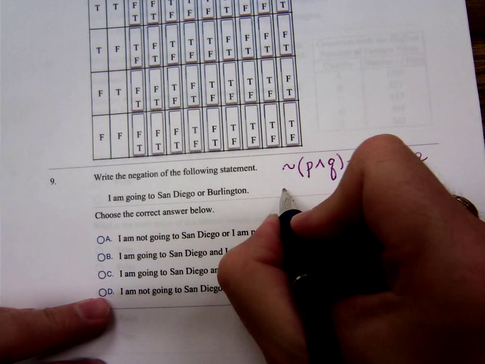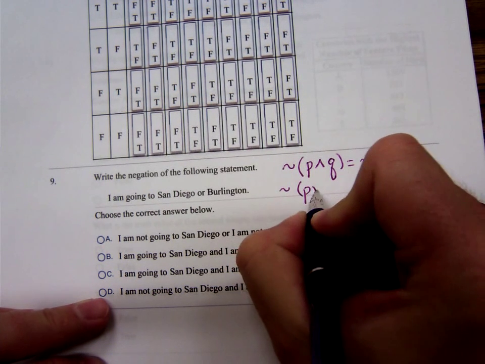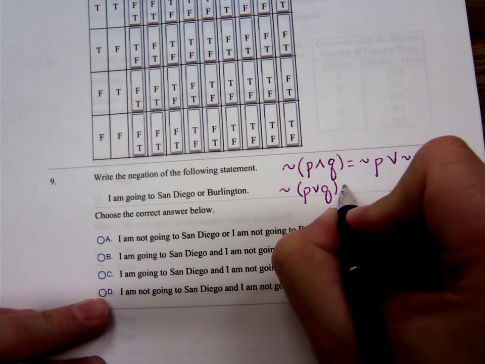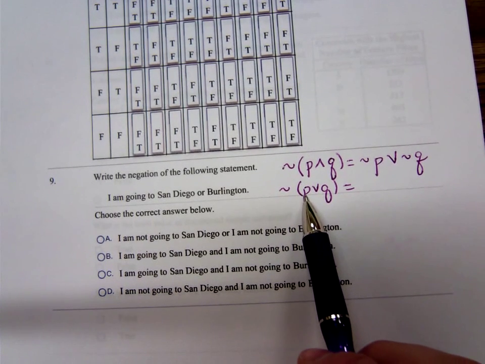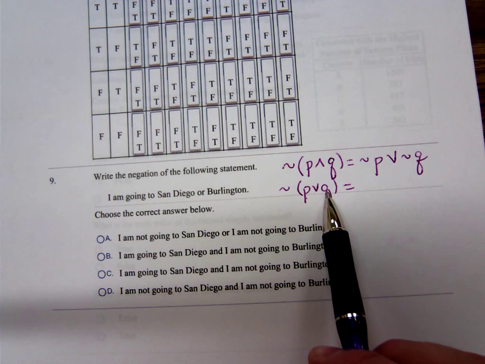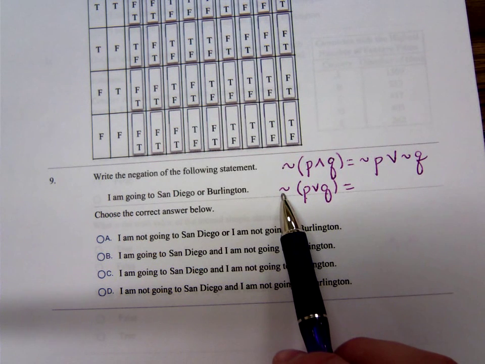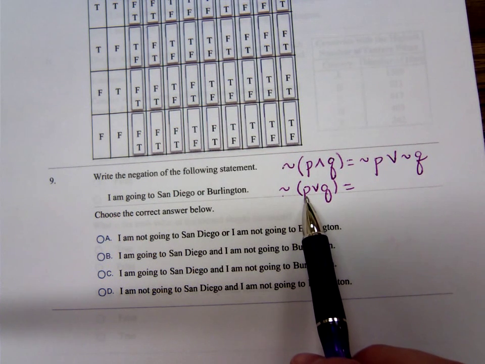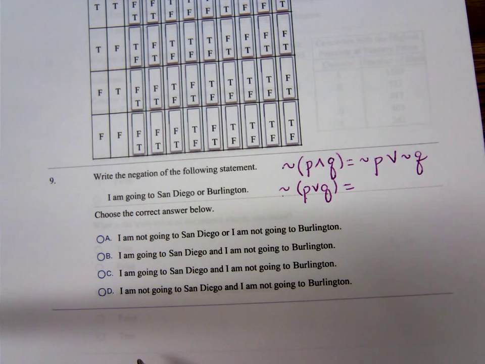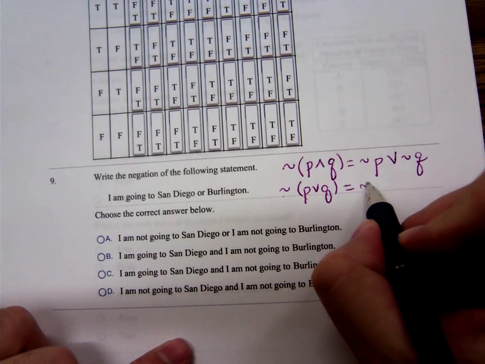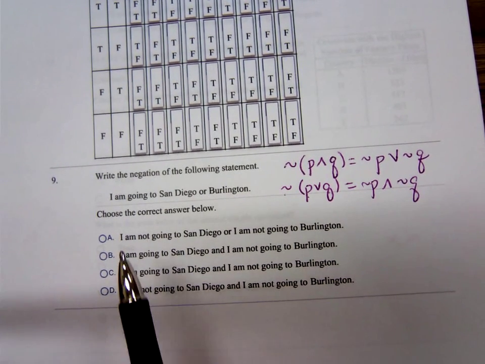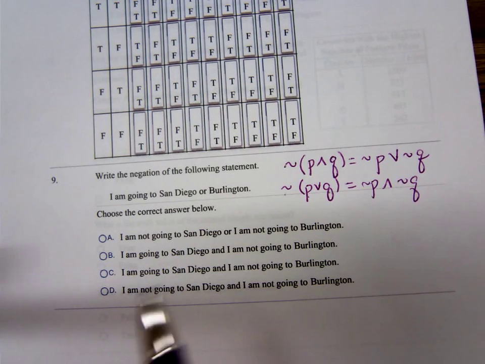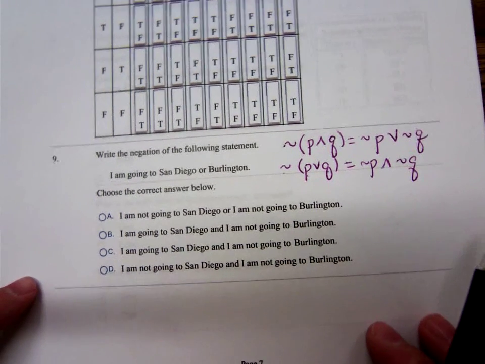Similarly, if you had an or statement, if you make the statement, I'm going to the movies or I'm going to HEB, the negation of that would be you did not go to the movies and you didn't go to HEB. You didn't do either one of them. So that would be not P and not Q. Now, when you do this with words, I think you'll figure out, okay, this is logical. It's not difficult at all.